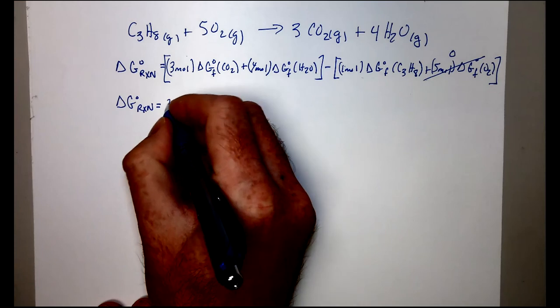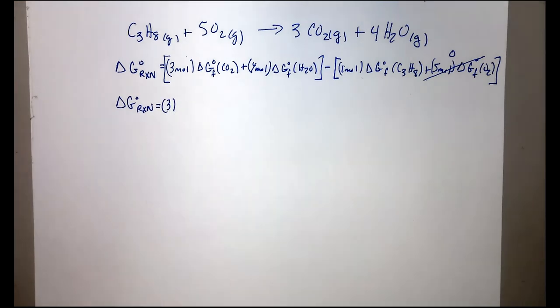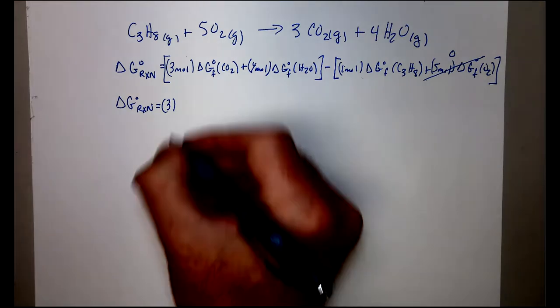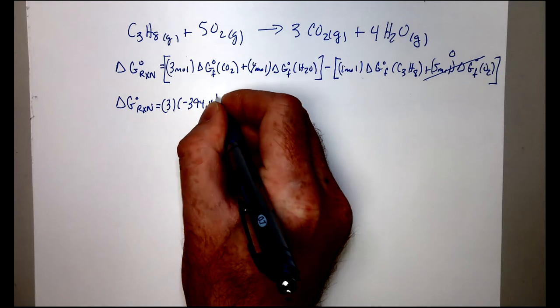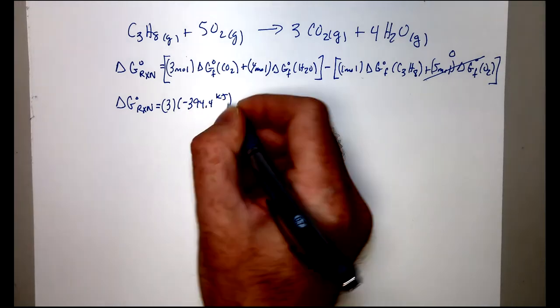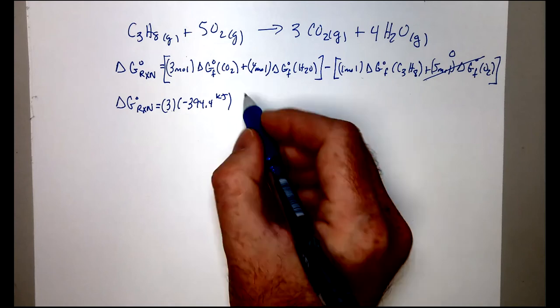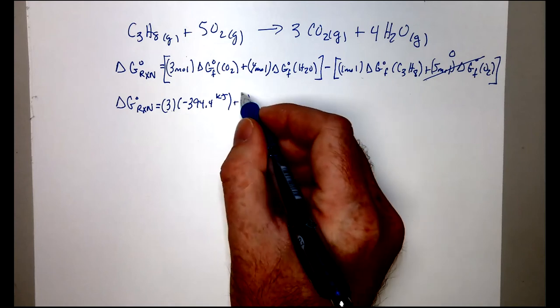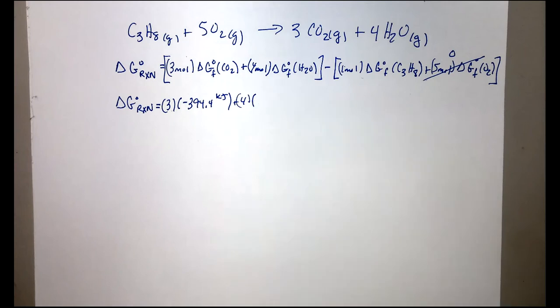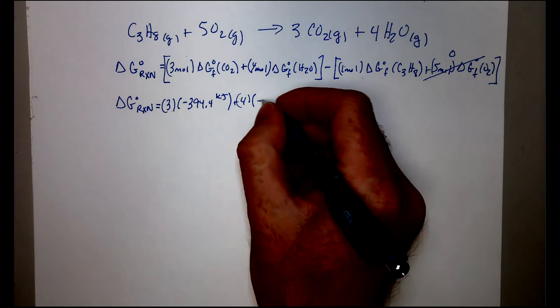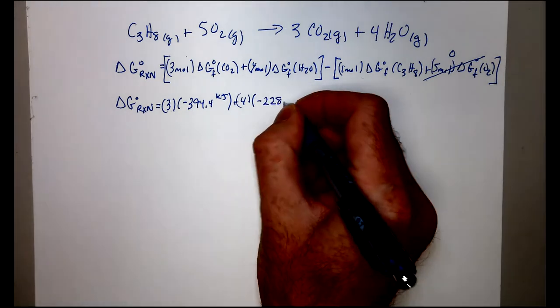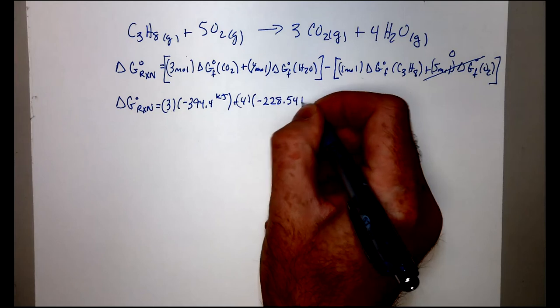And so we'll have 3 times, then we're going to look it up for CO2. The Gibbs energy is going to be a negative 394.4 kilojoules. And that'd be kilojoules per mole, but I'm canceling with the mole there, plus 4 times, and then we're going to look it up for water, in the gas phase, so make sure you pay attention to phase again. Water in the gas phase is a negative 228.57 kilojoules.